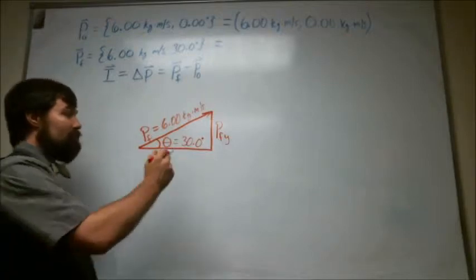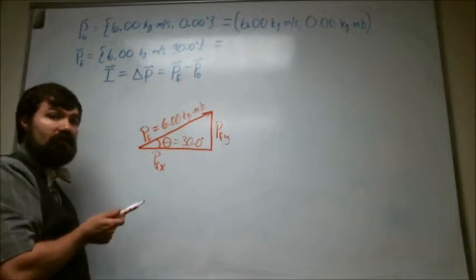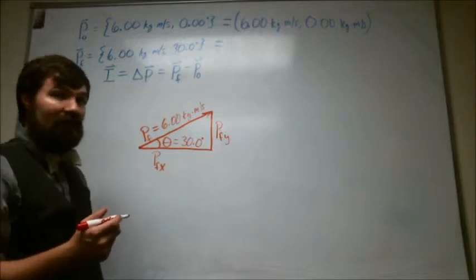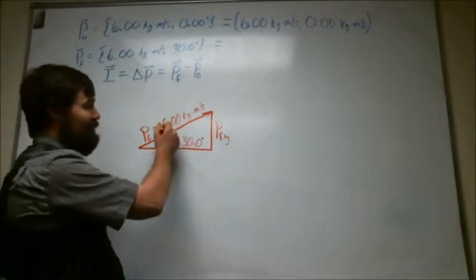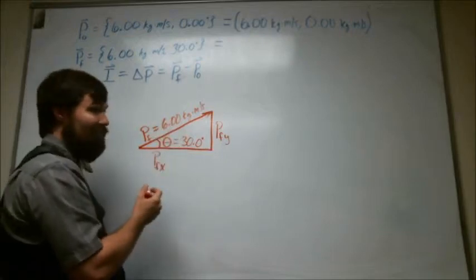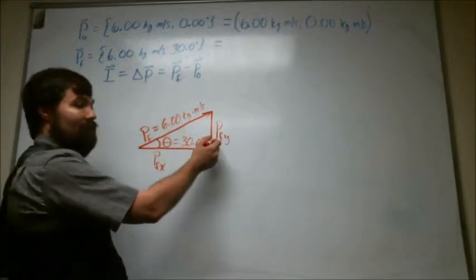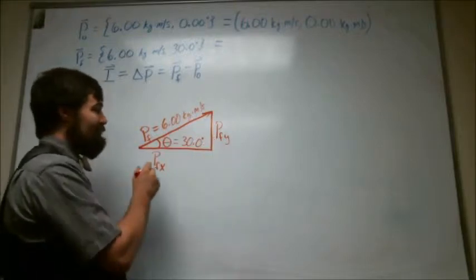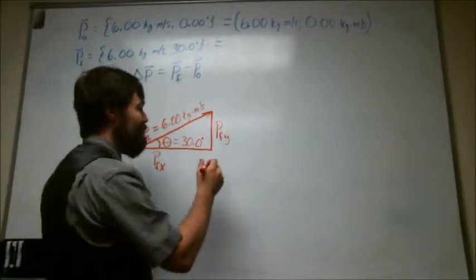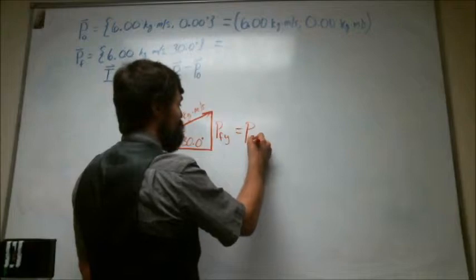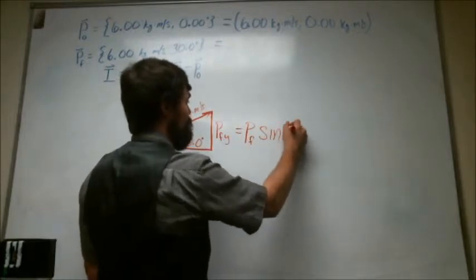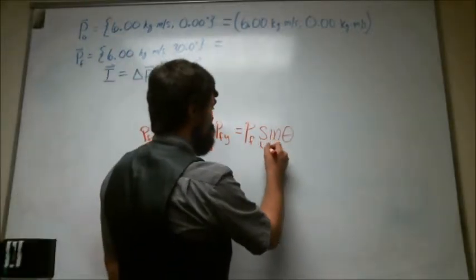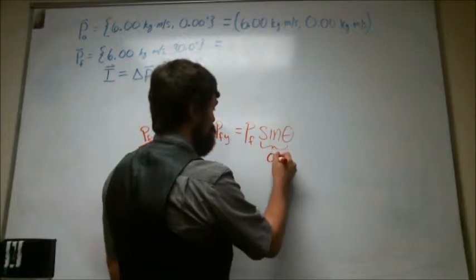So to get the x and y, I can just use a little bit of geometry or a little bit of trig functions. We know that sine of an angle is always opposite over hypotenuse. So if I want to solve for the opposite side from this angle, in other words, if I want to solve for the y component of the final, I can take the sine of the angle and multiply it by the hypotenuse. So this should be p final sine theta. And since theta is 30 degrees, sine of theta is going to be equal to a half.